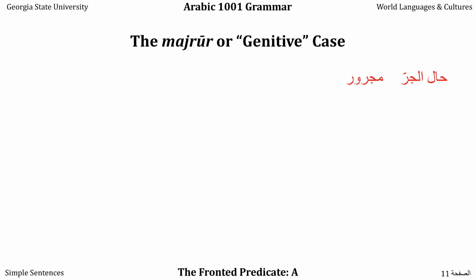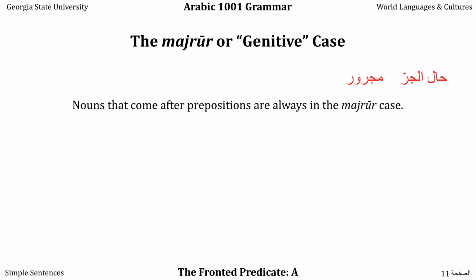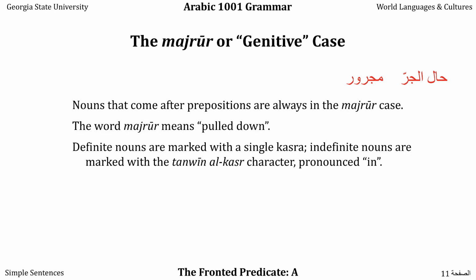So then, let's discuss the majrur, or genitive case. Sometimes we call it hal al-jar, the state of pulling. Sometimes we call it majrur, pulled, or usually pulled down. Nouns that come after prepositions, and there are other usages for this as well, are always in the majrur case. The word majrur literally means pulled down. Definite nouns are marked with a single kasra. Indefinite nouns are marked with the tanween al-kasr character, which is pronounced in.